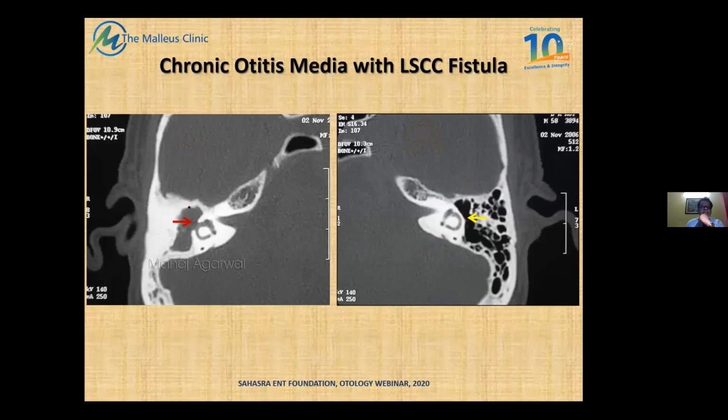and there is this soft tissue shadow occupying the area adjacent to the lateral semicircular canal in the attic, in the antrum, in the aditus. So this is a typical case of a lateral semicircular canal fistula, whereas the bone over here on the left side, in the left ear, the left temporal bone is absolutely intact.